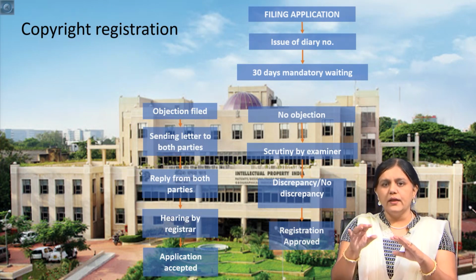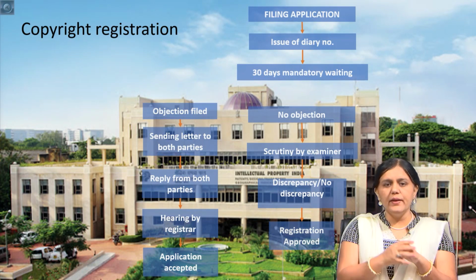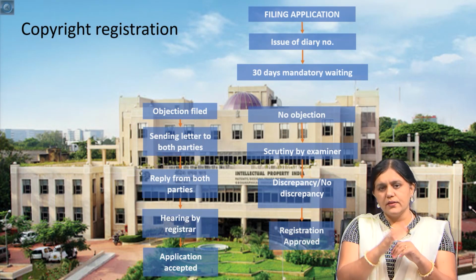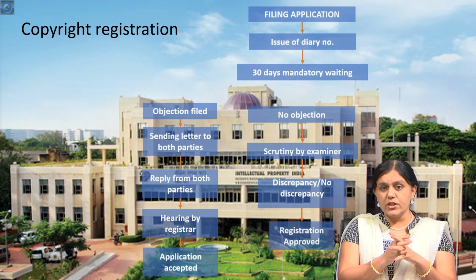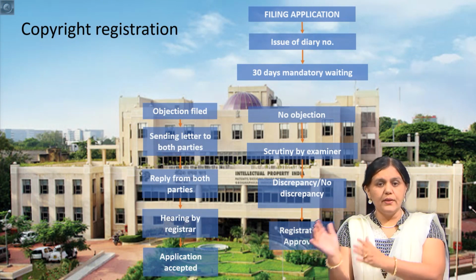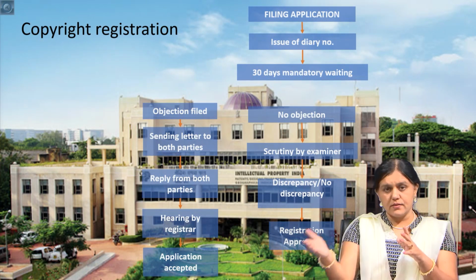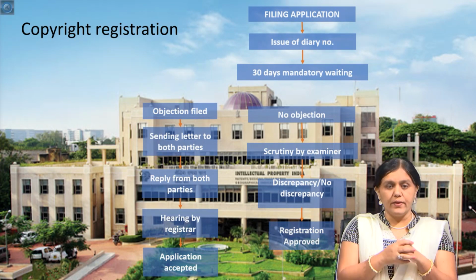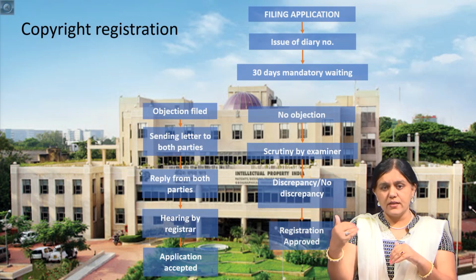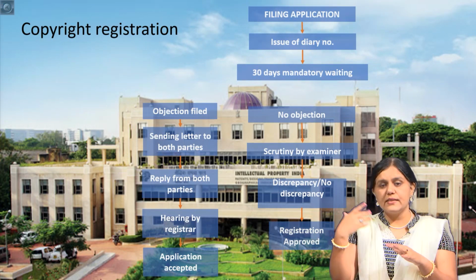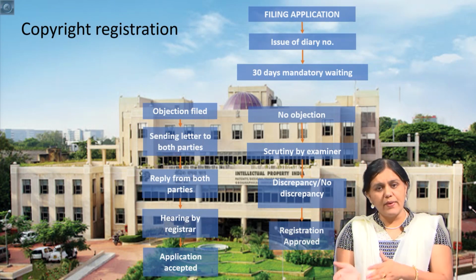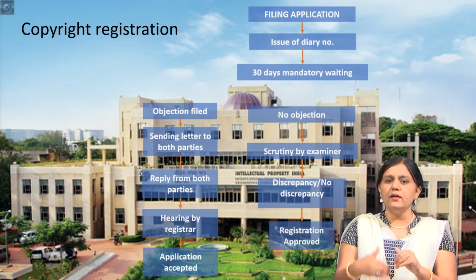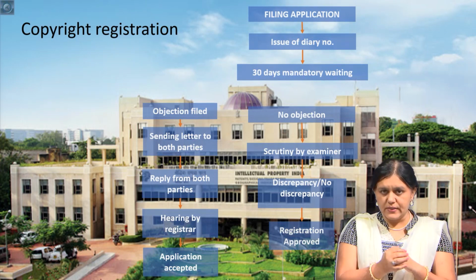We have seen that there will be a filing, then a diary number will be received, then if there is any objection, the examiner will send a letter to both the parties, who will give a reply. If that reply is sufficient, that is fine, otherwise there will be a hearing. After the hearing, it may be accepted or rejected. If rejected, the matter is closed. If it is accepted, further scrutiny by the examiner will start.